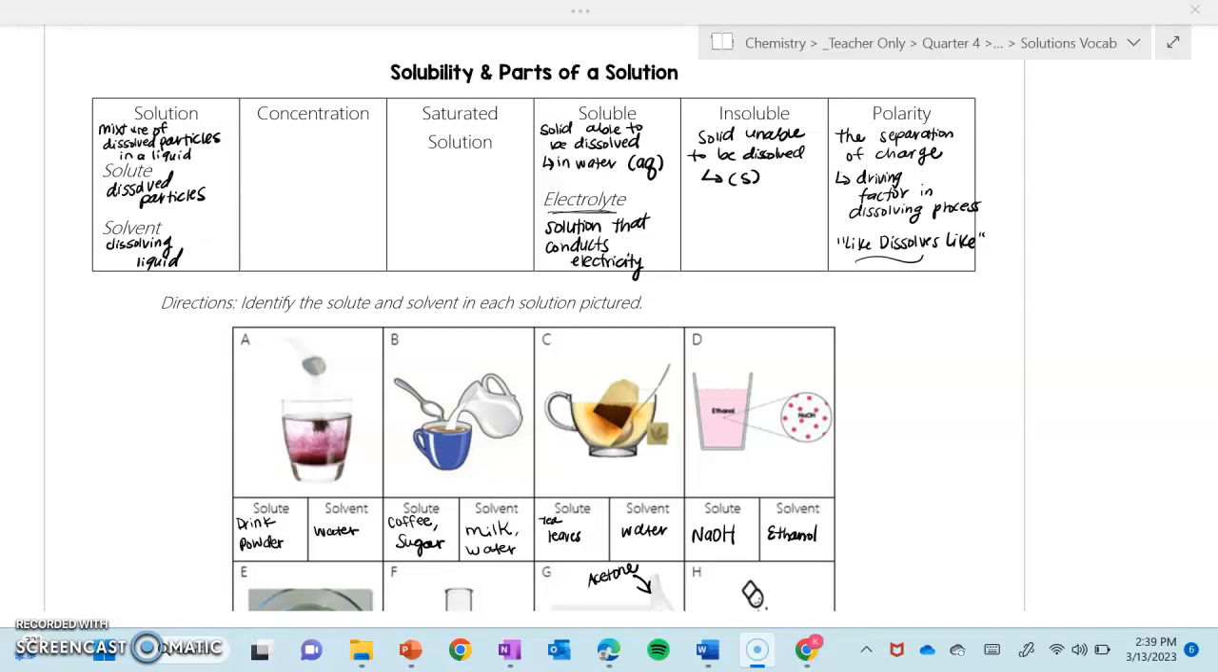This is part 2 of the solubility and parts of a solution lesson. In this part we're going to talk about concentration and saturation, which describe a solution.